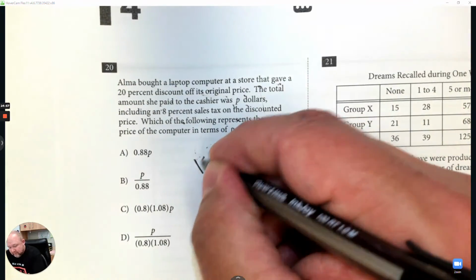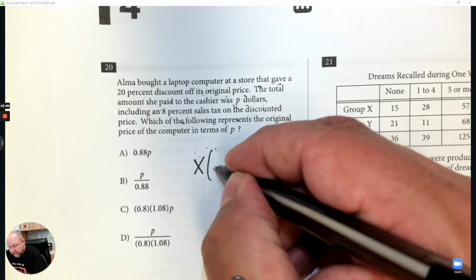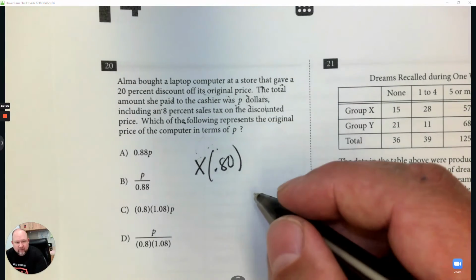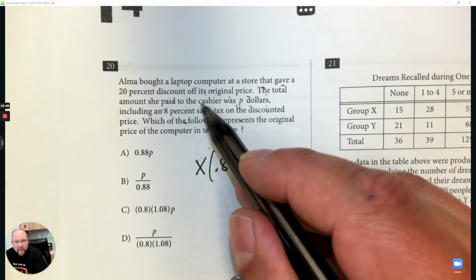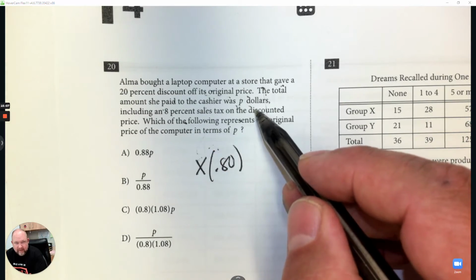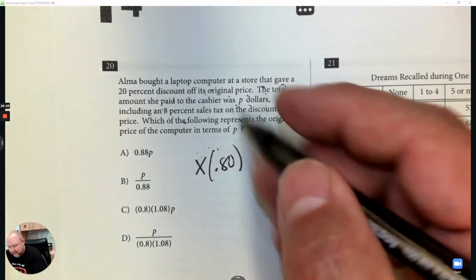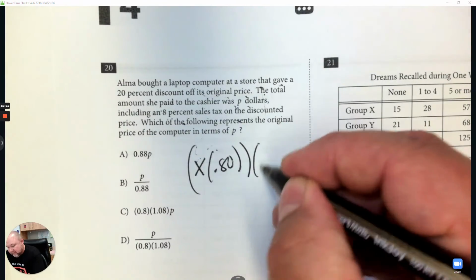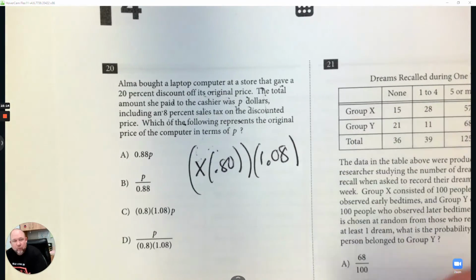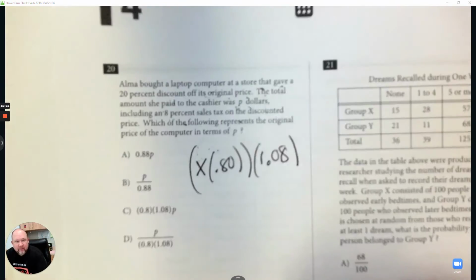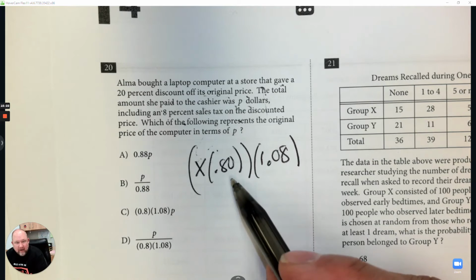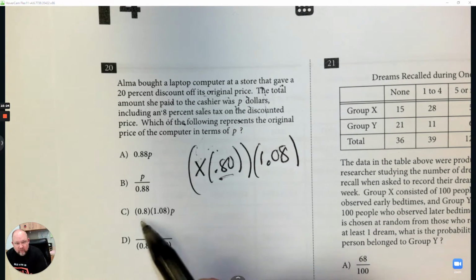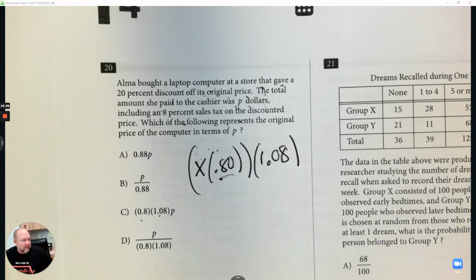So let this be the original price. 20% off means 80% remain. The total amount she paid to the cashier was that, including 8% sales tax. So 8% sales tax included on that would be times 1.08. And then which of the following represents the original price? So I would multiply 0.80 times 1.08. The answer is C.